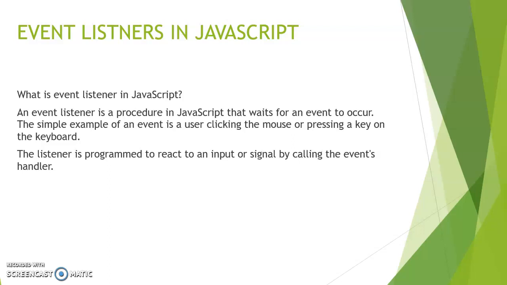Event listeners in JavaScript. So what is an event listener in JavaScript? An event listener is a procedure in JavaScript that waits for an event to occur. A simple example of an event is a user clicking the mouse or pressing any key on the keyboard. The listener is programmed to react to an input or signal by calling event handlers.